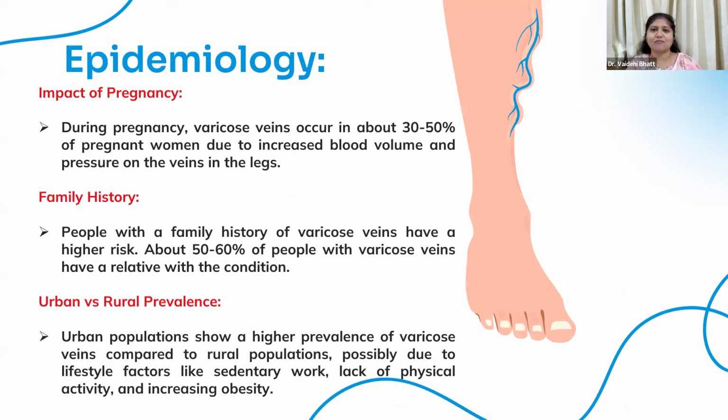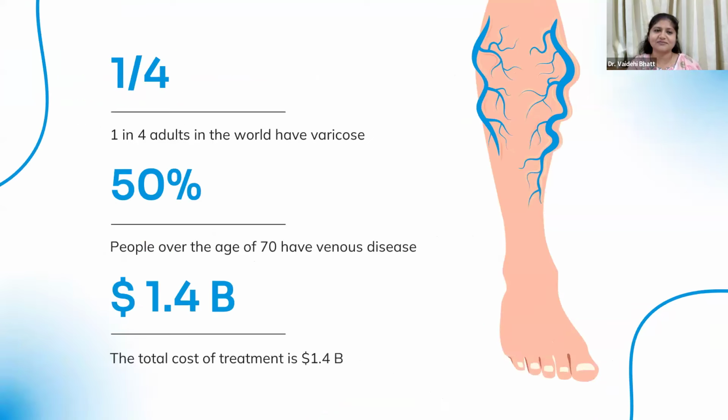Next is the impact of pregnancy, and it is more common during pregnancy due to the increase in pressure in the intra-abdominal cavity. Then a person having a family history of varicose vein will suffer more with the same complaint. Then if we compare urban and rural prevalence, we will find more cases in the urban population compared to rural. It is due to awareness, sedentary work, and lack of physical activity. And the biggest problem, which I took in my last session, is obesity.